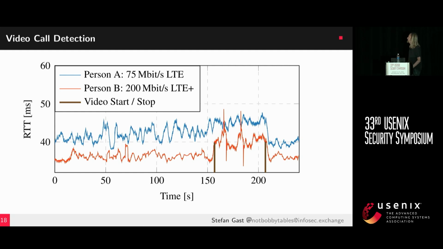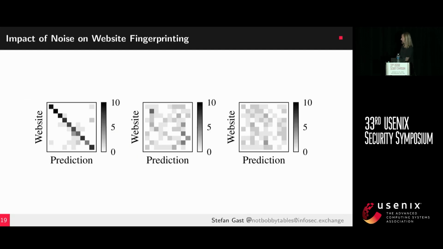There's more that you can do with that. For example, you can detect whether two people are communicating via video call. As soon as the video call starts, which you can see here at around 160 seconds, the latency increases.